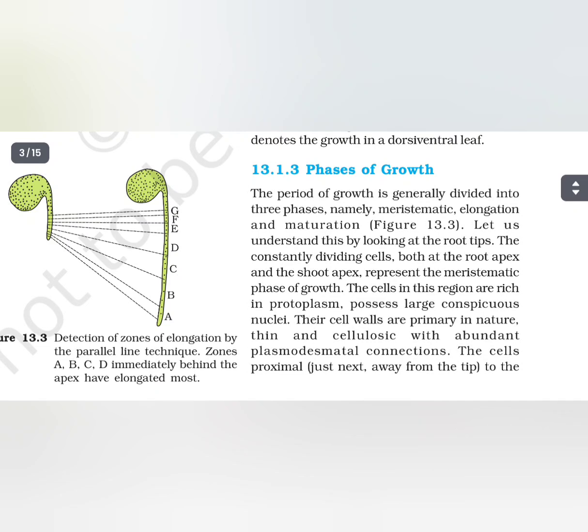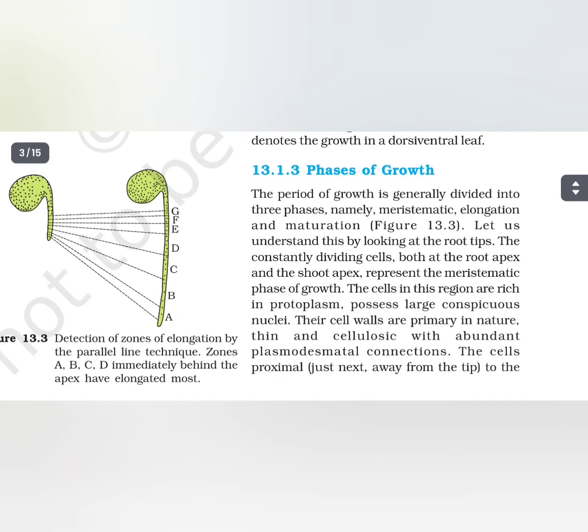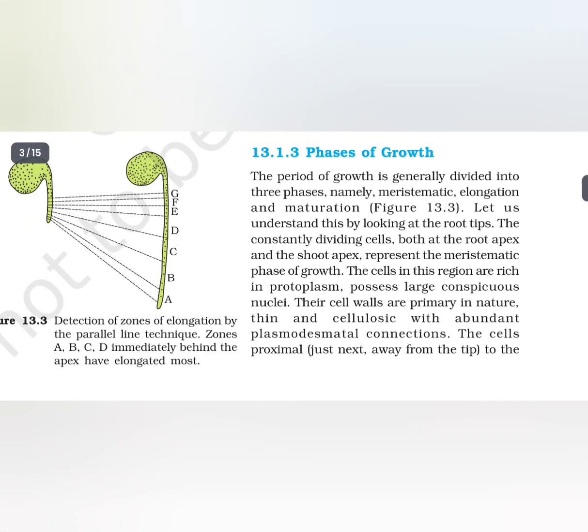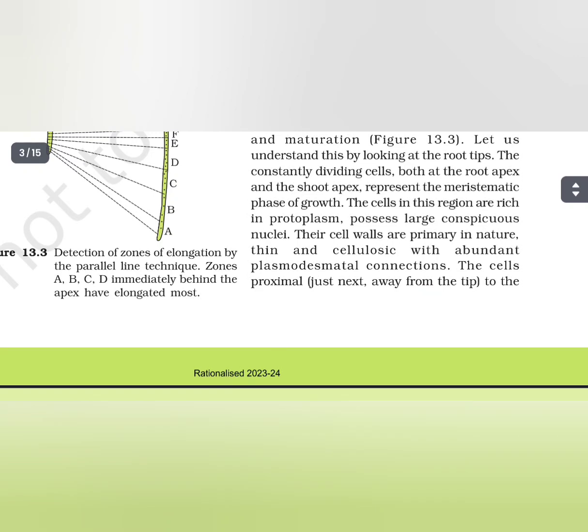Phases of growth. The period of growth is generally divided into three phases, namely meristematic, elongation and maturation. Let us understand this by looking at the root tips. The constantly dividing cells both at the root apex and the shoot apex represent the meristematic phase of growth. The cells in this region are rich in protoplasm and possess large conspicuous nuclei. Their cell walls are primary in nature, thin and cellulosic with abundant plasmodesmatal connections.